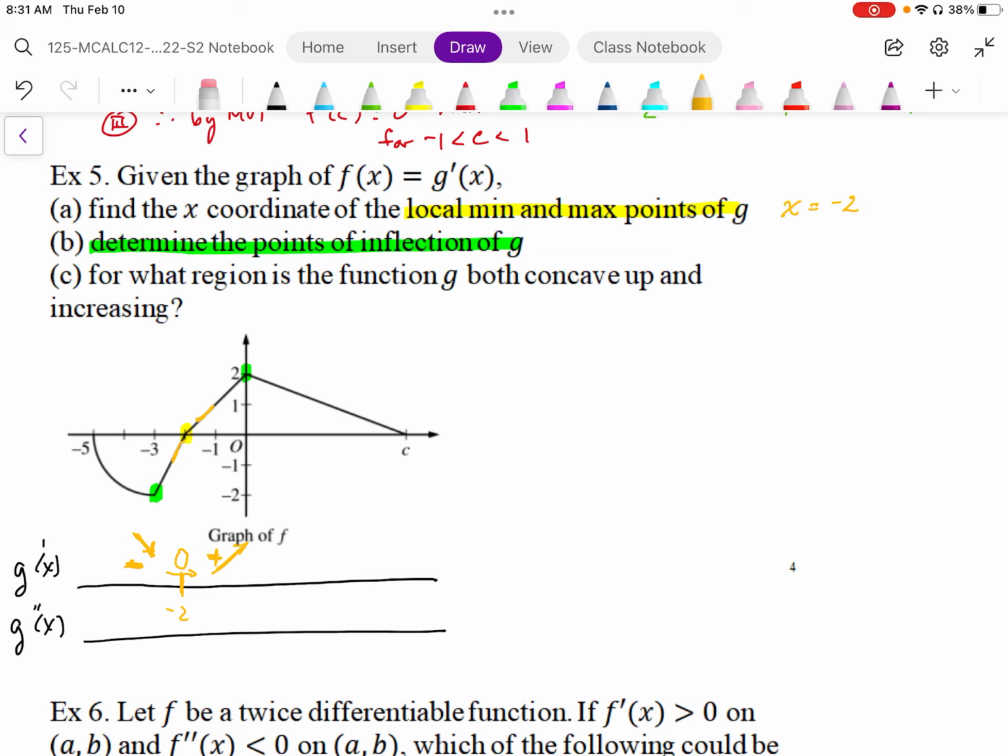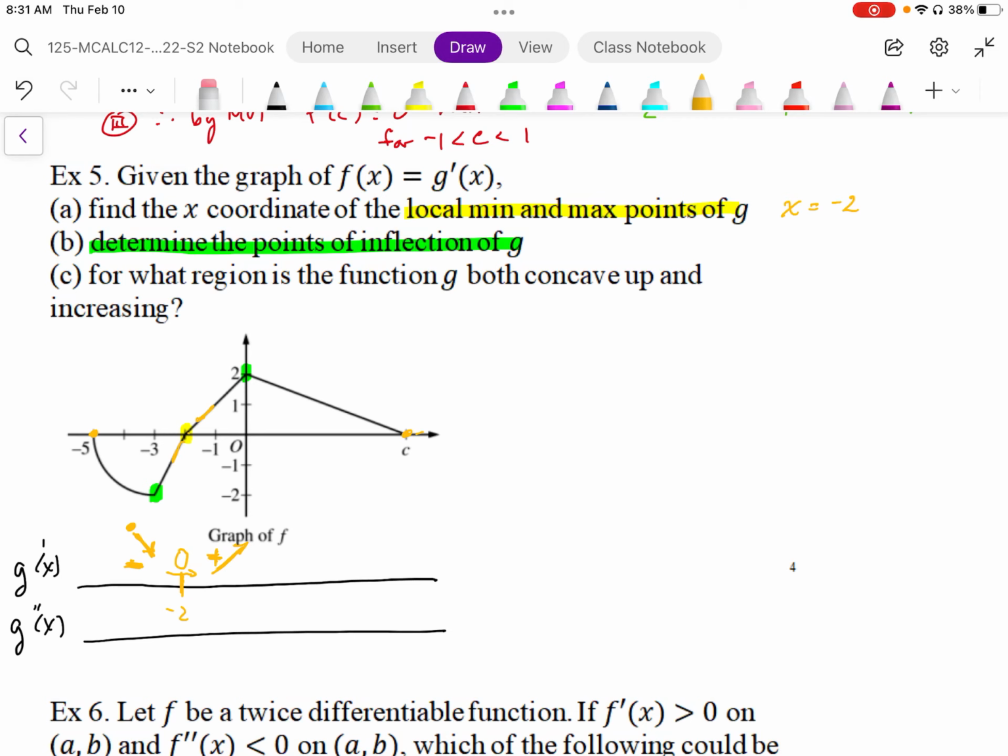Okay. Now, if we're testing other points, we could test endpoints as well to determine whether it's a local min or max. So that's going to be a local max because it's going to start up here. And then because that is going up, that's also going to be a local max, but those are endpoints.